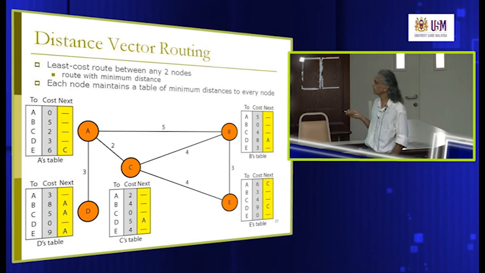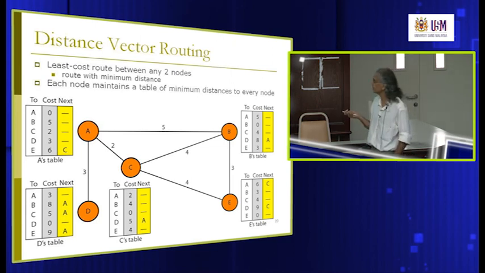But to go to E, there's no direct route. It has to go through another router, which is C. The total cost to reach E is 6. That means A to C plus C to E, that's the total cost required. So whenever router A sees a packet with destination address E, it will look through its table and say, I know E must pass to C. Let C handle it.